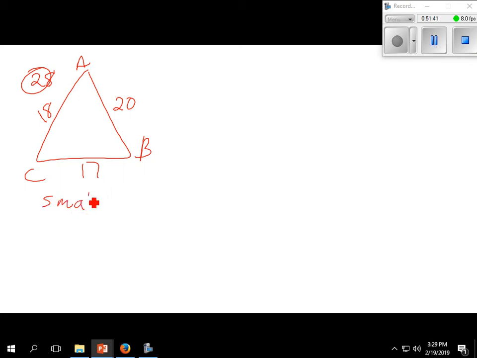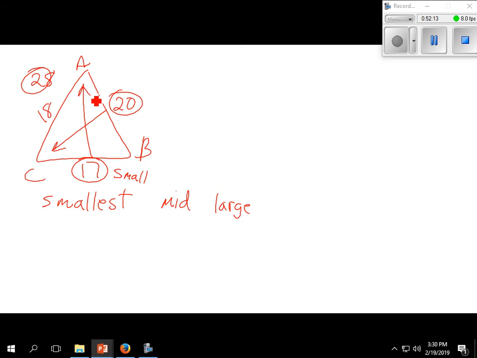So we want to go smallest, then the middle one, then the largest. We want to list them in order. The way we figure that out is we look for the longest side. 20 is the longest side, draw an arrow. That's got to be the largest angle, and I should have went the other way. Let's start with the smallest side. 17 is the smallest side. So the angle across from it has got to be the smallest angle. So angle A is the smallest.